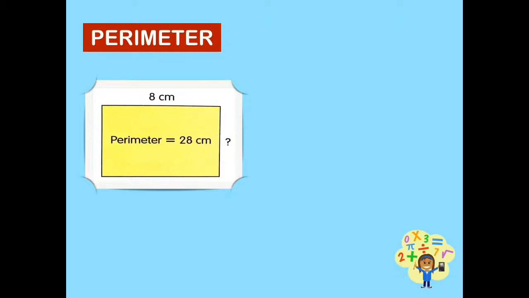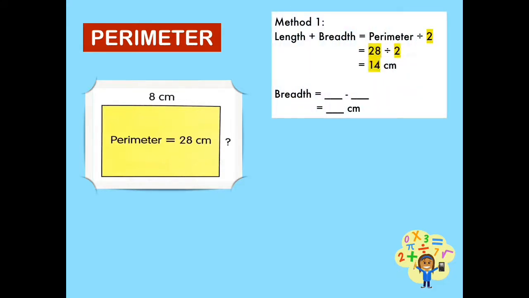Let's try another example. The perimeter of a rectangle is 28 centimeters. Its length is 8 centimeters. Find the breadth. Using the first method, we know that the pair of length plus breadth together is equal to half the perimeter. To get the length plus the breadth, we divide the perimeter by 2. So 28 divided by 2 is 14 centimeters. To get the breadth of the rectangle, we subtract 14 minus 8, which is 6 centimeters.